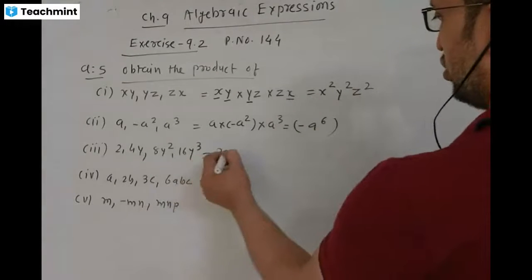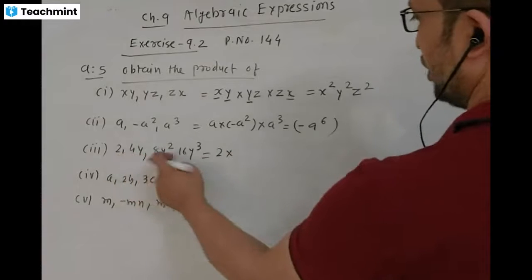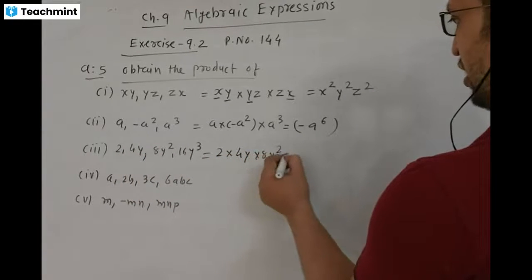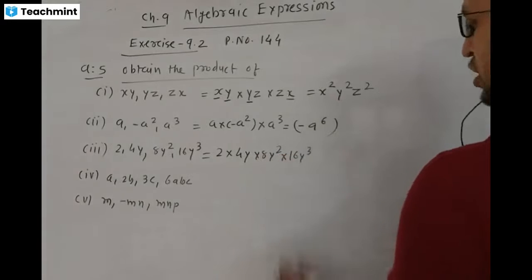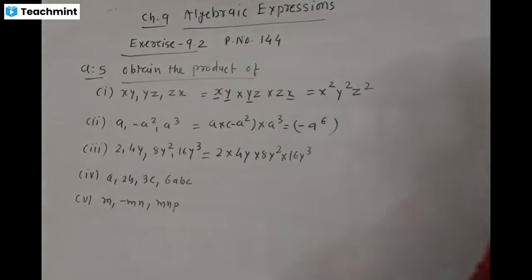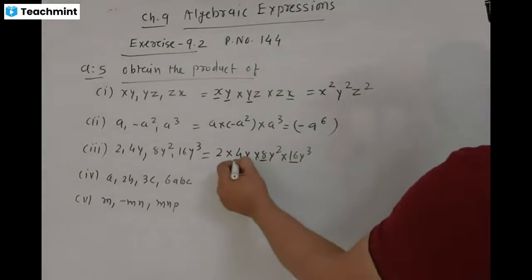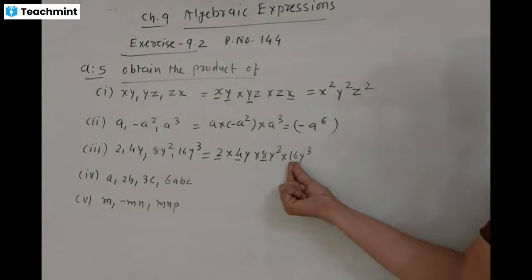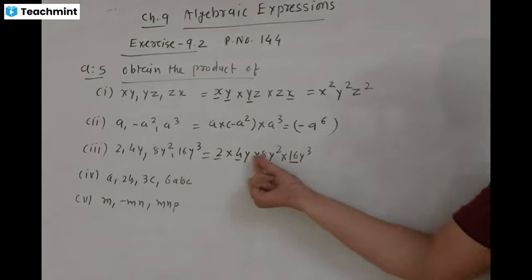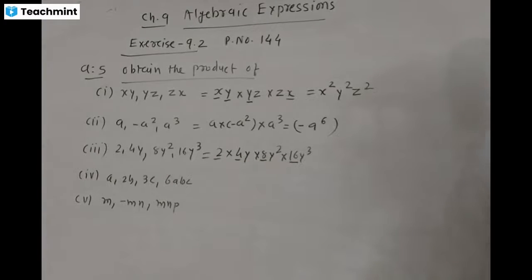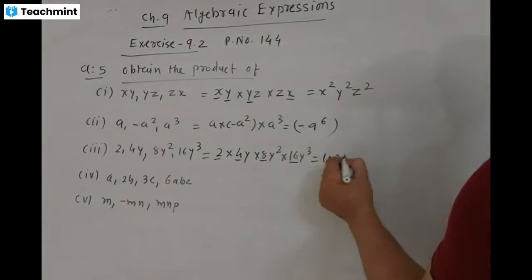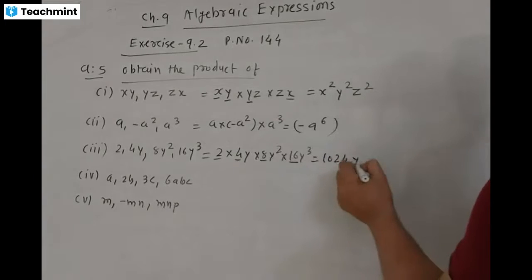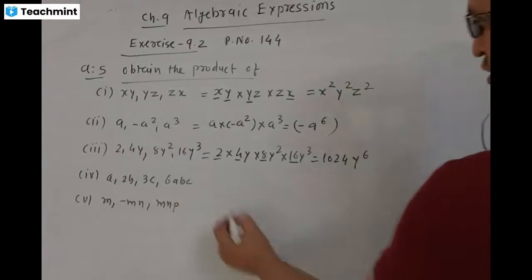Here there are 4 terms, 1, 2, 3 and 4. 2 multiply 4y multiply 8y square 16y raised to 3. Here numerical term multiply with numerical term means constant term. 8 2s are 16, 16 8s are 128, 128 into 4, that is 1024. Y 3 times, 3 plus 2, 5 times, 5 plus 1, 6 times, that is y raised to power 6.